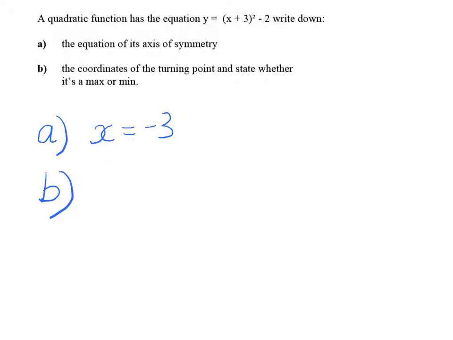That would be an expression, not an equation. For b, we're asked for the turning point. Well, we know its x-coordinate is negative 3 because it's on the axis of symmetry. The y-coordinate is again given in the equation. It's the number at the end. In this case, it's minus 2. So the turning point would be (minus 3, minus 2). And we're also asked whether it's a maximum or minimum. That is dictated by whether the x squared term is positive or negative. A positive x squared term means a happy parabola, which means a minimum turning point, which is what we have here.